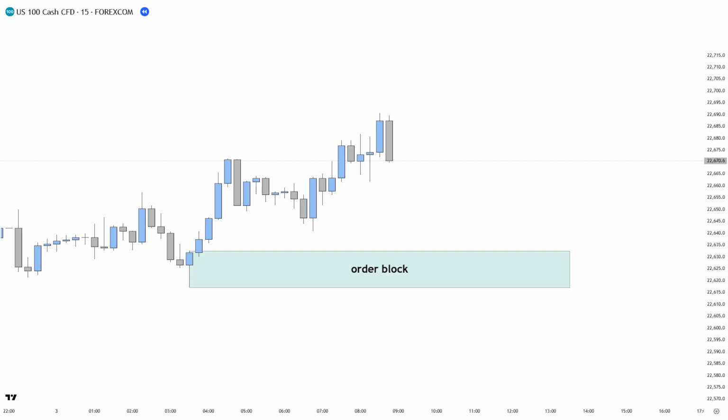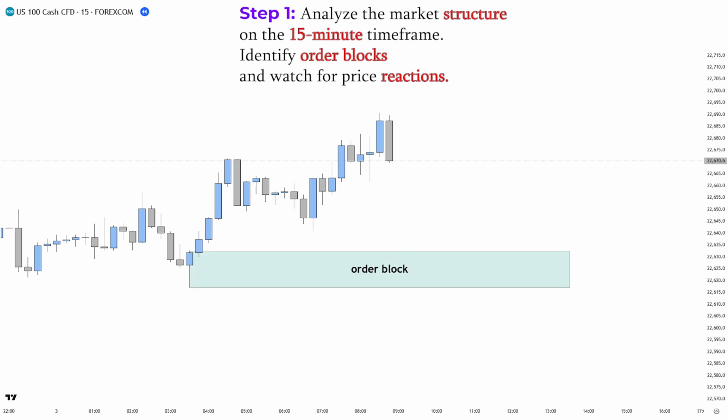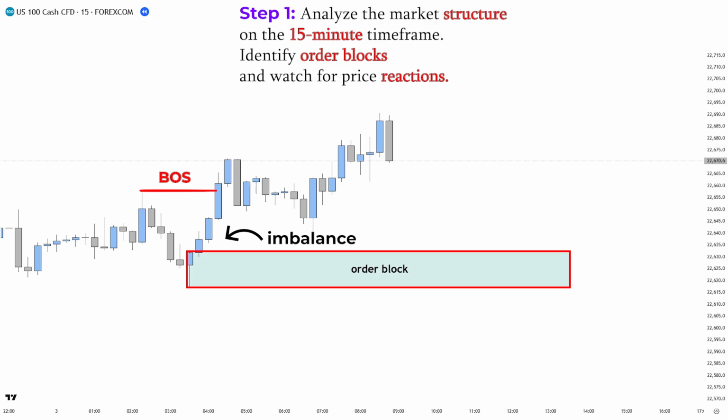Nasdaq 15-minute time frame. Step 1 is to analyze the overall market structure and highlight the most recent order blocks. Looking at the chart, we can clearly see an uptrend supported by strong bullish candles. These movements created an imbalance and a break of structure. Based on that, we can mark this clean order block area, where price is likely to react and potentially give us a solid trading setup.